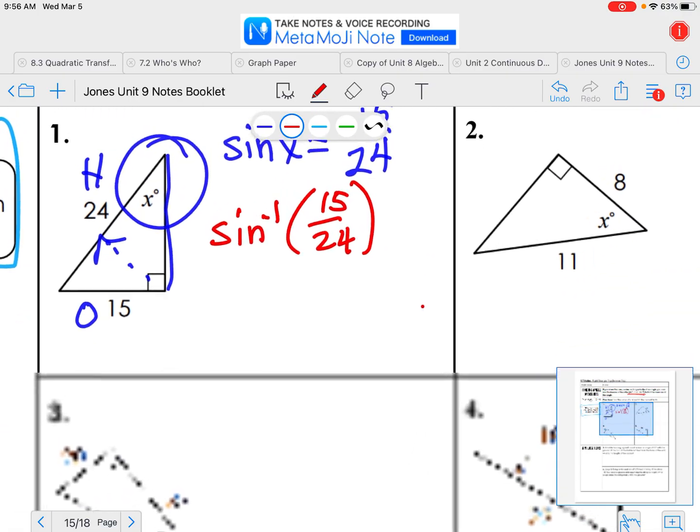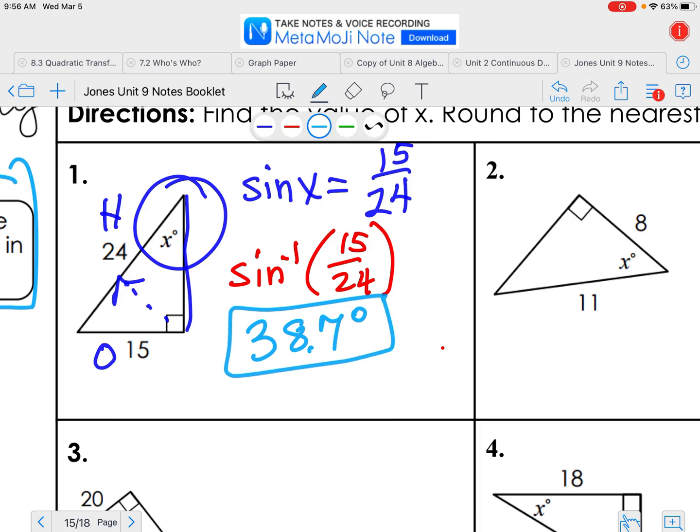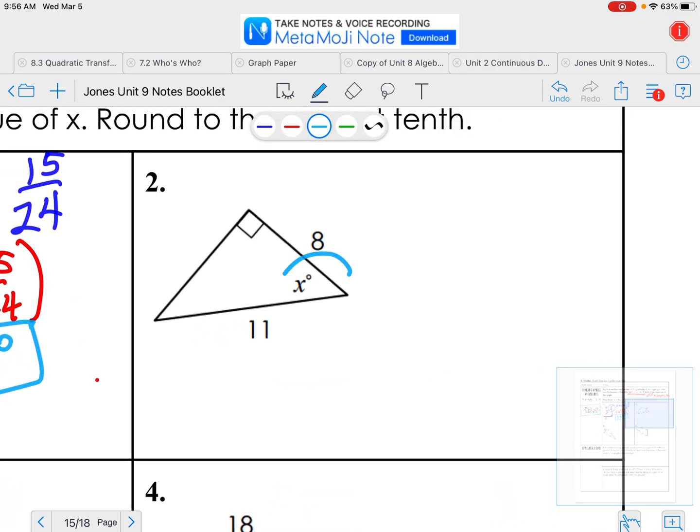So here you're going to hit second sine and put 15 over 24, and you're going to round to the nearest tenth because the instructions say so, and you're going to get 38.7 degrees. I think most people find this easier than finding the side because it's so easy to type into the calculator. The hard part's identifying, but we're good at that.